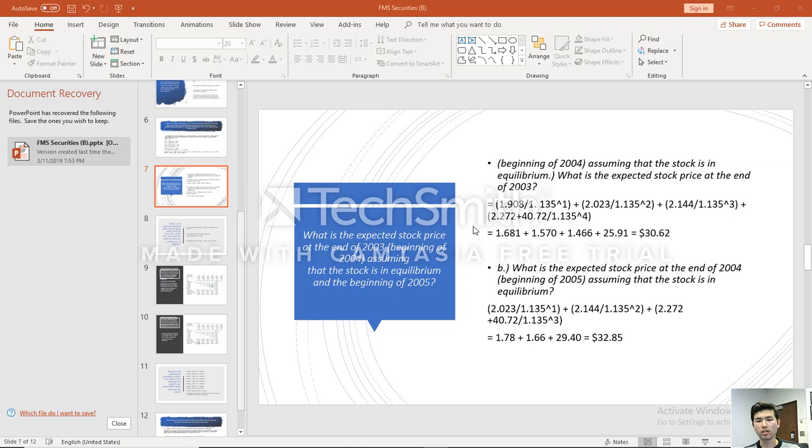So this question is asking, what is the expected stock price at the end of 2003 or the beginning of 2004, and what is the stock at equilibrium at the beginning of 2005 or at the end of 2004? This is under the same assumptions as the preceding question. However, you're discounting the WACC 1 year later. Therefore, your present value of cash flows is going to differ based on that time period. Therefore, you get a price of $30.62 if you're starting at the beginning of 2004, and you get a price of $32.85 if you're beginning at the start of 2005.